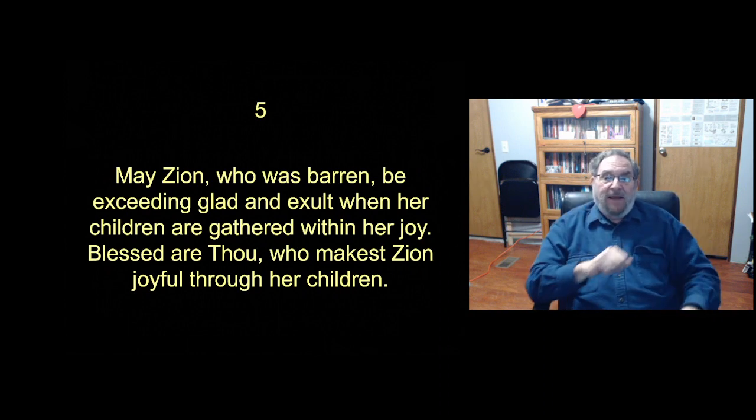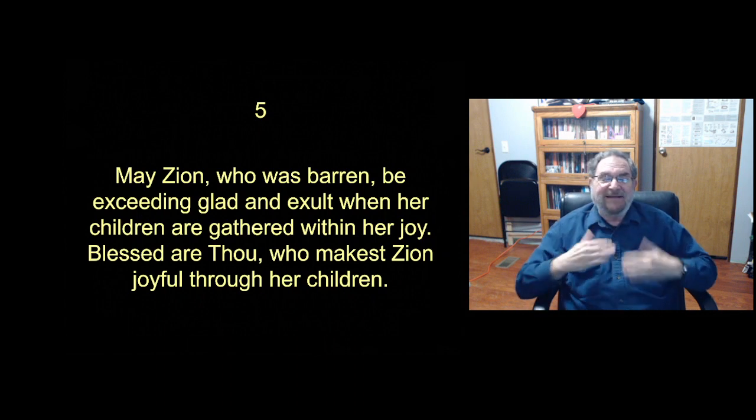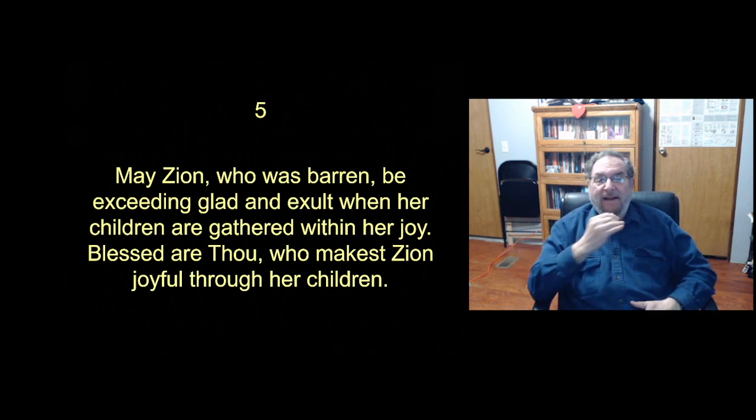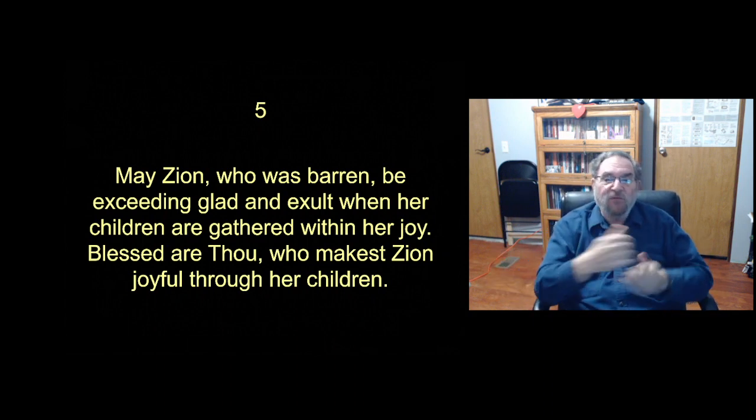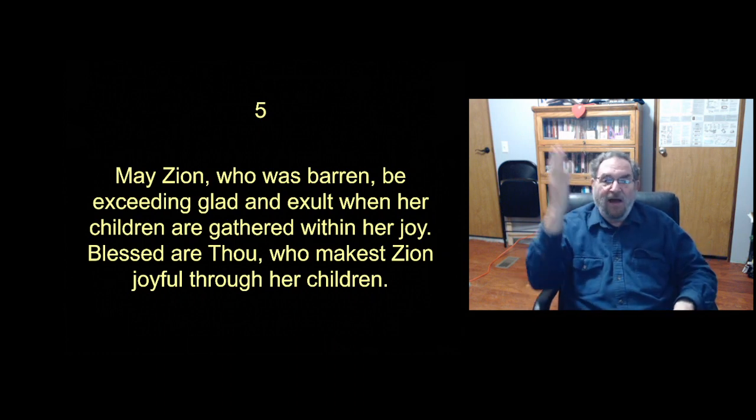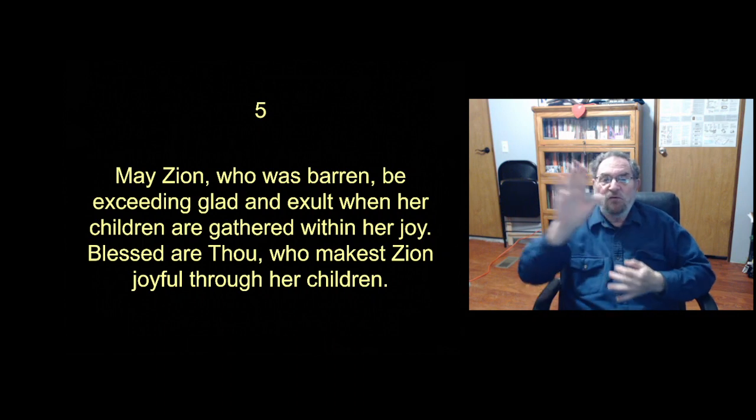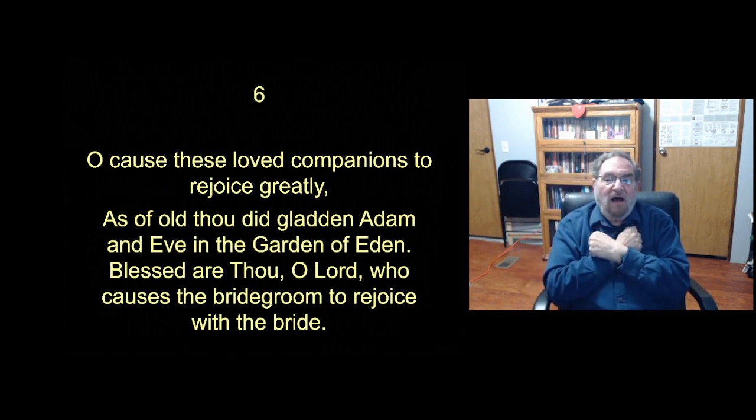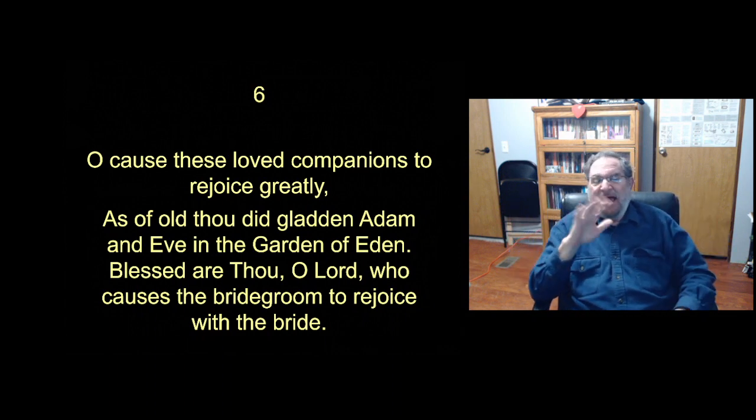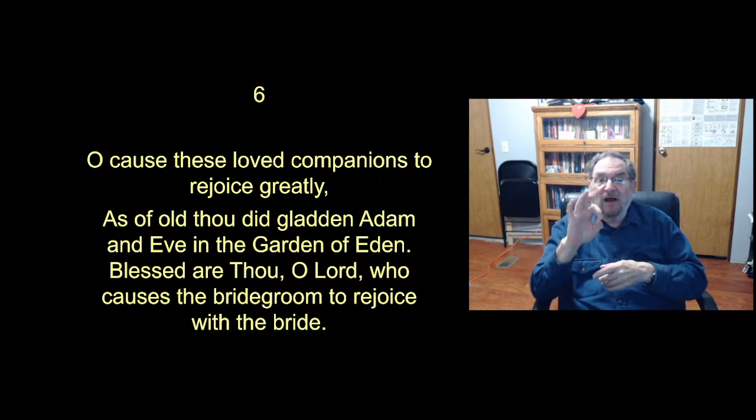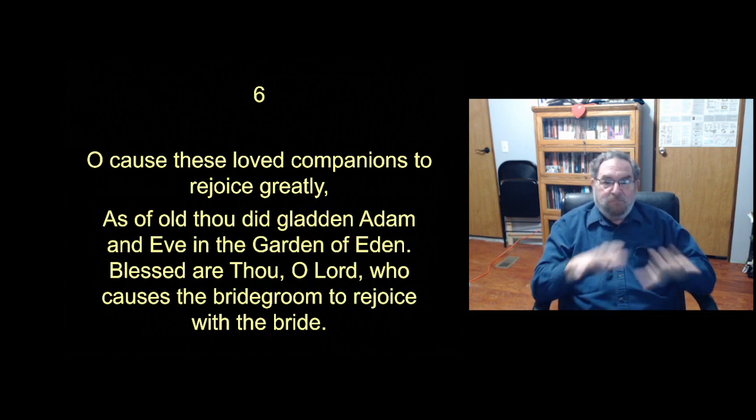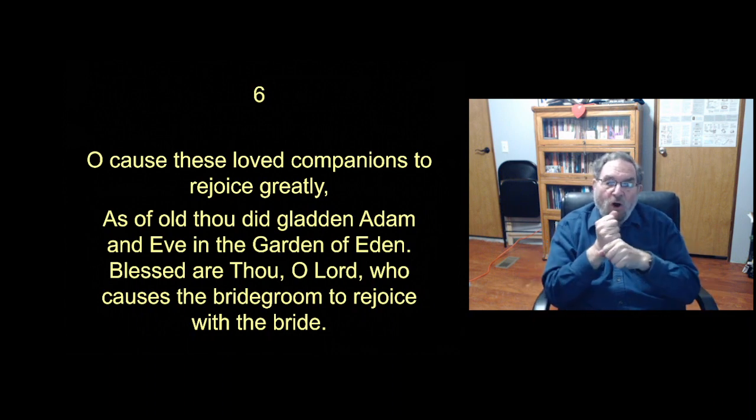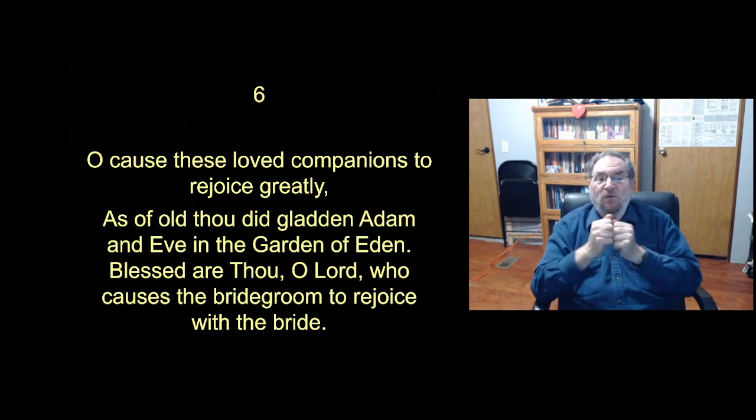The blessings continue. May Zion, who was barren, be exceedingly glad, and exult when her children are gathered within her in joy. Blessed art thou, who maketh Zion joyful with her children. Oh, cause the loved companions to rejoice greatly, as of old, thou didst gladden Adam and Eve in the Garden of Eden. Blessed art thou, O Lord, who causes the bridegroom to rejoice with the bride.